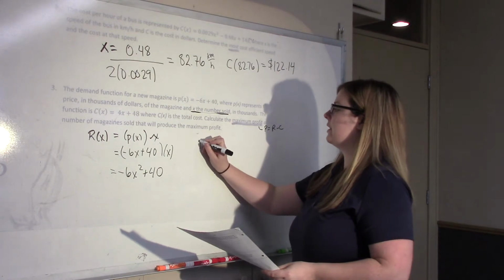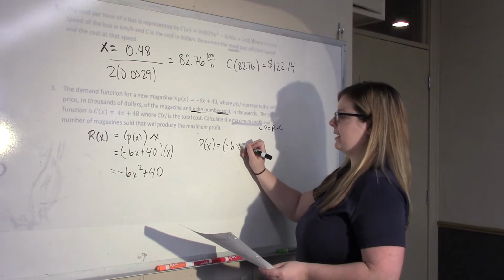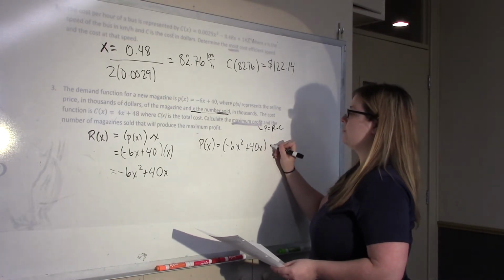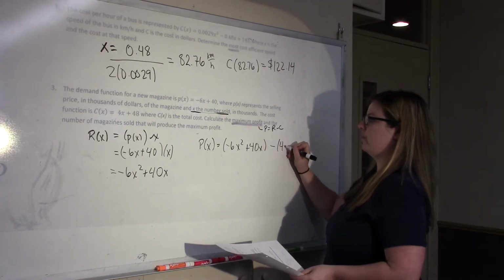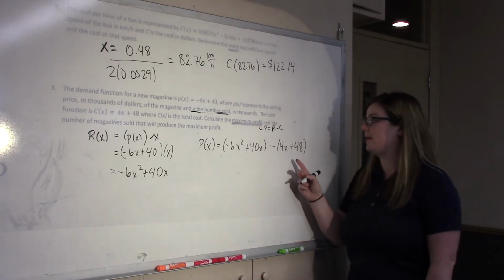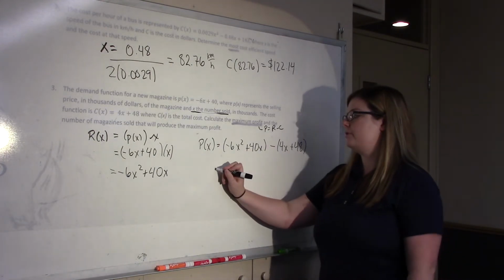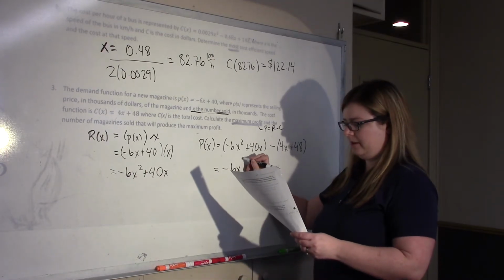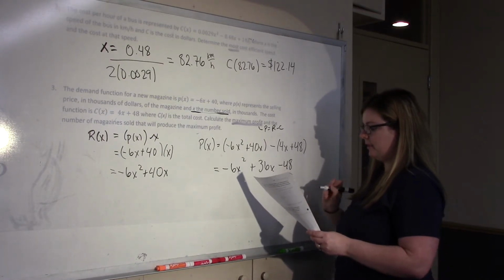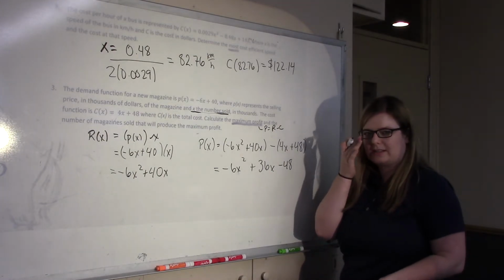So our profit function then is our revenue, minus 6X squared plus 40X, subtract our cost function, 4X plus 48. Make sure you put this in brackets because you have to show that you're subtracting the entire cost function, the 4X and the 48. So now we collect like terms: minus 6X squared plus 36X minus 48. You could factor out a negative 6 here if you wanted, but for vertex it doesn't really matter.